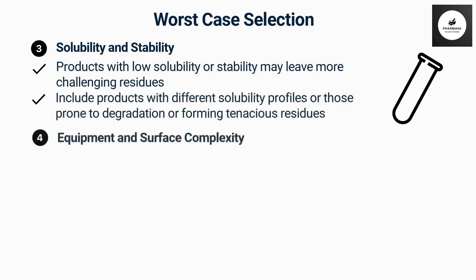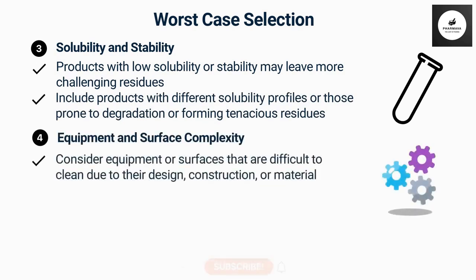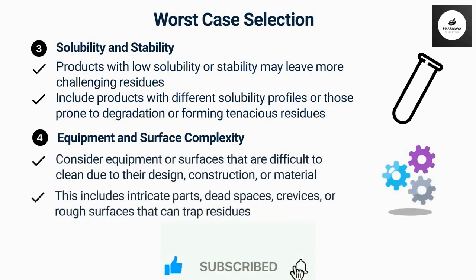Equipment and surface complexity. Consider equipment or surfaces that are difficult to clean due to their design, construction, or material. This includes intricate parts, dead spaces, crevices, or rough surfaces that can trap residues.